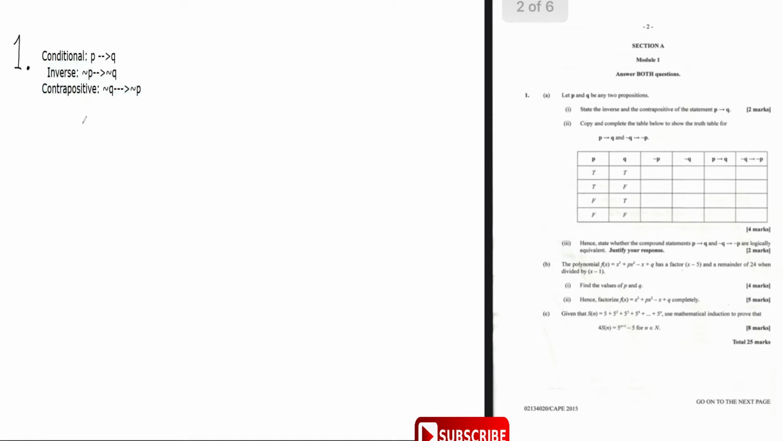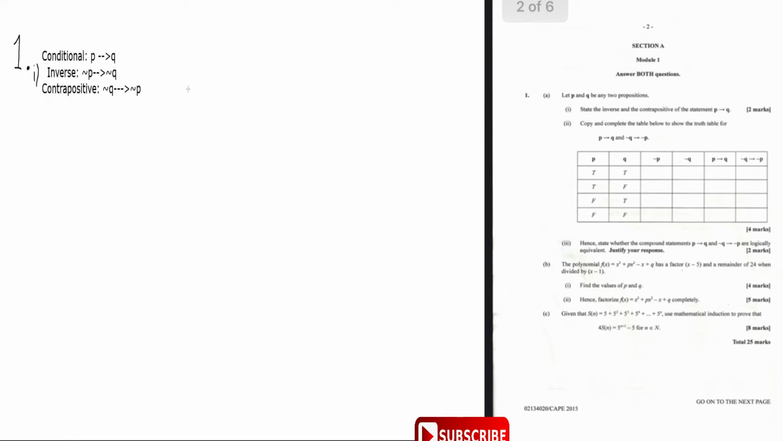All right, let's look at the next part of the question. So this is part 1. Nice and easy. The next part says copy and complete the table below to show the truth value for P implies Q and not Q implies not P. So they're pretty much asking you to show that the conditional is logically equivalent to the contrapositive. Let's go ahead and do that.